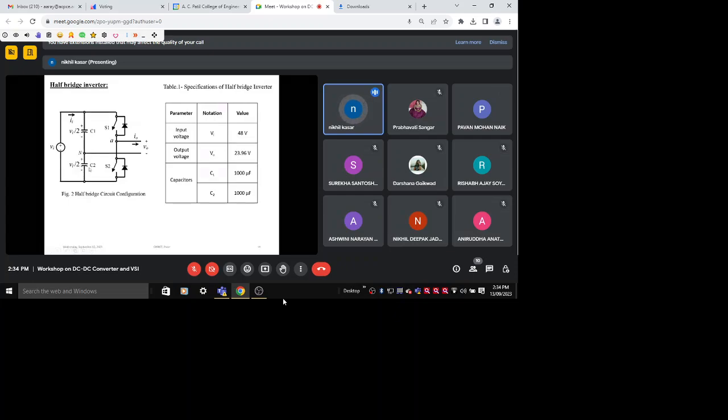There is no anti-parallel diode externally. Inductive load has, and almost all the loads are inductive in nature.